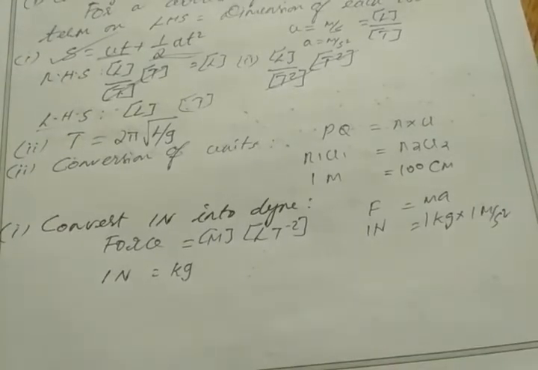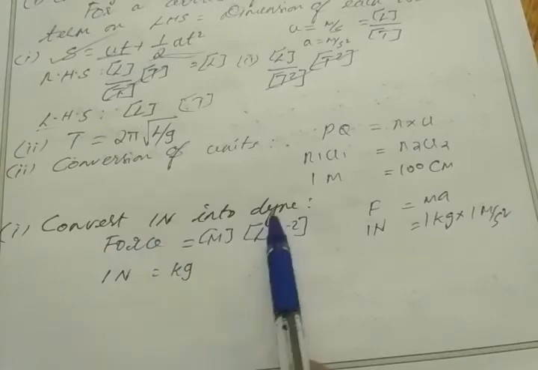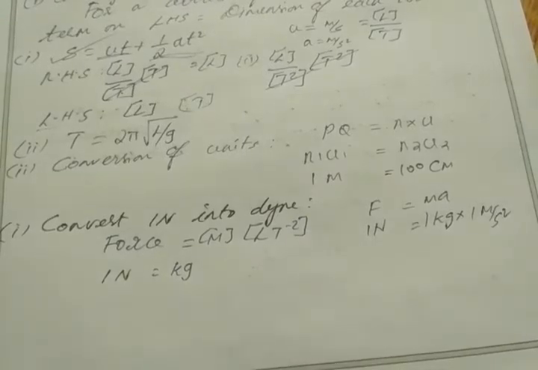Here one more thing to discuss. Newton is the SI unit of force, where dyne is the CGS unit. We use basically three kinds of unit. First one is MKS, that is under the 7 SI units. M means meter, K means kilogram, S means second.